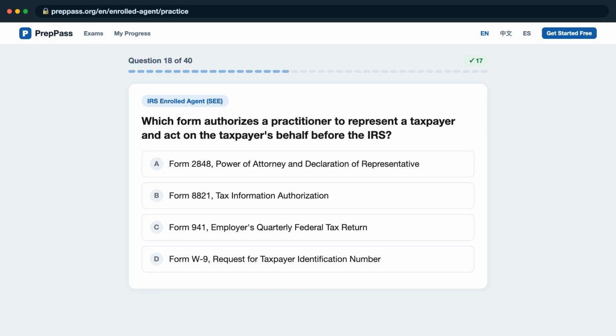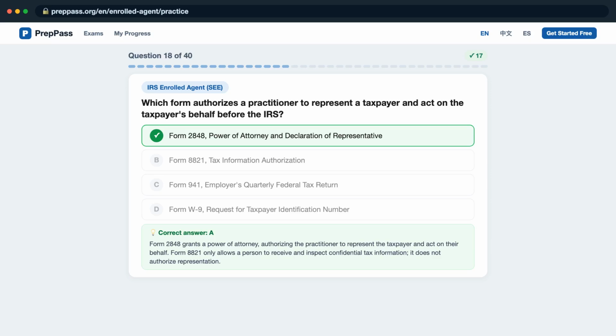Question 18. Which form authorizes a practitioner to represent a taxpayer and act on the taxpayer's behalf before the IRS? Is it A, Form 2848, Power of Attorney and Declaration of Representative? B, Form 8821, Tax Information Authorization? C, Form 941, Employer's Quarterly Federal Tax Return? D, Form W-9, Request for Taxpayer Identification Number? The correct answer is A.